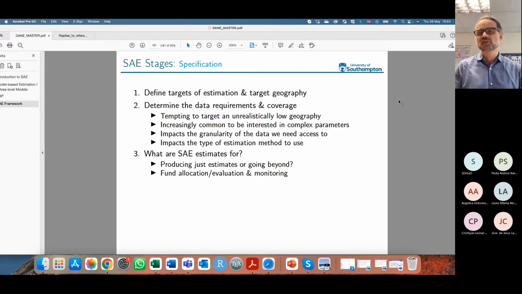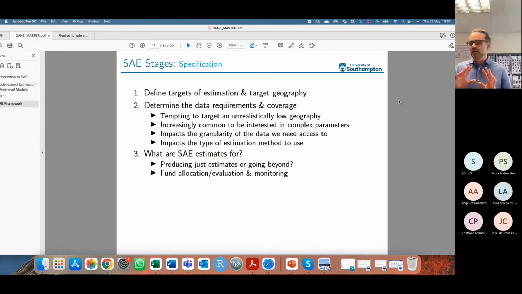One is to produce just estimates and put some uncertainty measure around those, or maybe the government may want to do something more with these estimates. So, for example, if someone is interested in some kind of evaluation and monitoring of some program, and they want to compare areas before and after some kind of implementation of an intervention, or perhaps if they want to allocate funds according to some estimates.